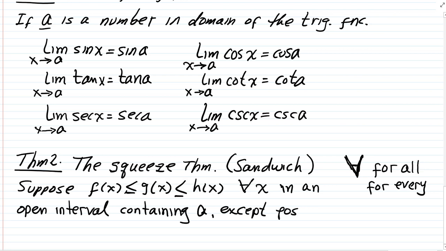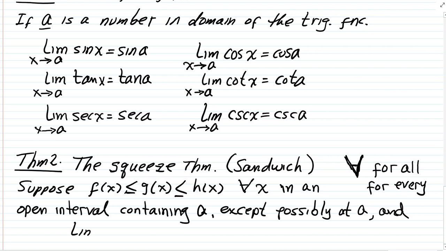Just like we did before. Remember, in order to have a limit, x must be in an open interval, except possibly at a. The reason we have except possibly at a again is because the function at a need not be defined in order for the limit to be defined. And so what's going to happen as a result?